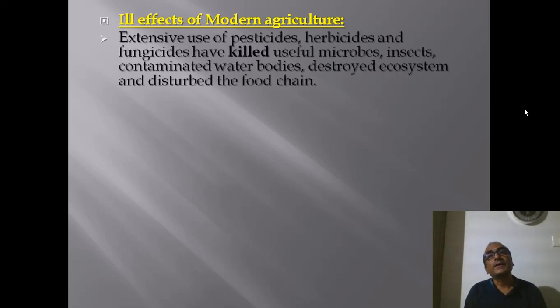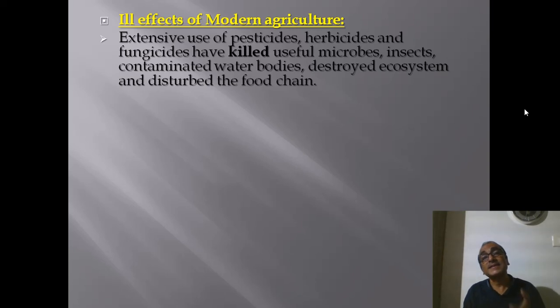Ill effects of modern agriculture. Now we have seen the modernized ways of agriculture. Now let us see the ill effects of this modernization. First comes the extensive use of pesticides, herbicides, fungicides. Fungicides are among the most poisonous chemicals, and these have killed even the useful microbes in the soil, which might be helpful in nitrification, denitrification, and deamination processes in making the soil fertile. So even those microorganisms are killed.